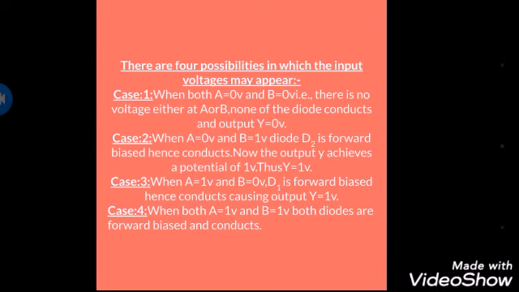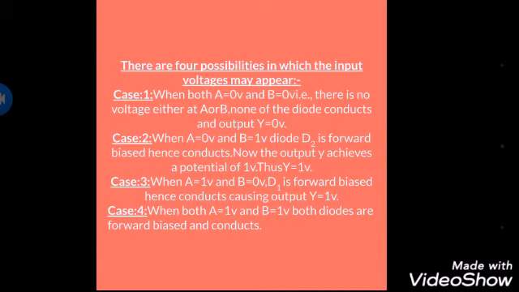In the first case, the input A is equal to 0 and B is equal to 0 volt. There is no voltage applied. Hence none of the diodes conducts and the output Y is equal to 0 volt. This is seen in the truth table.